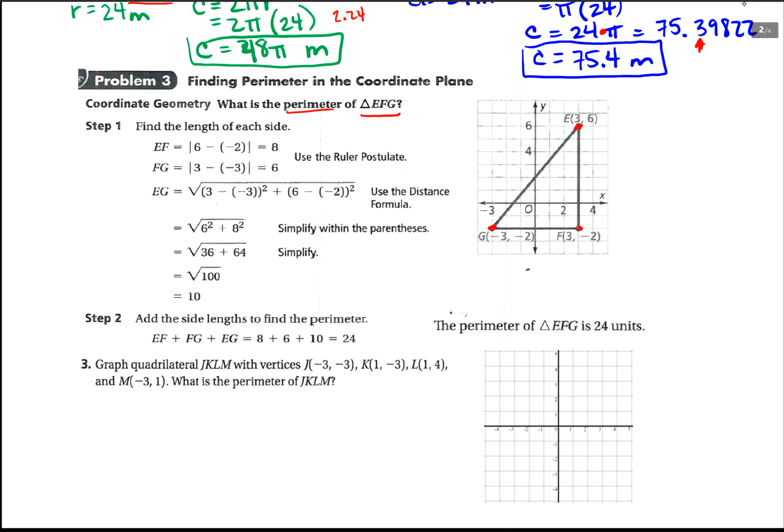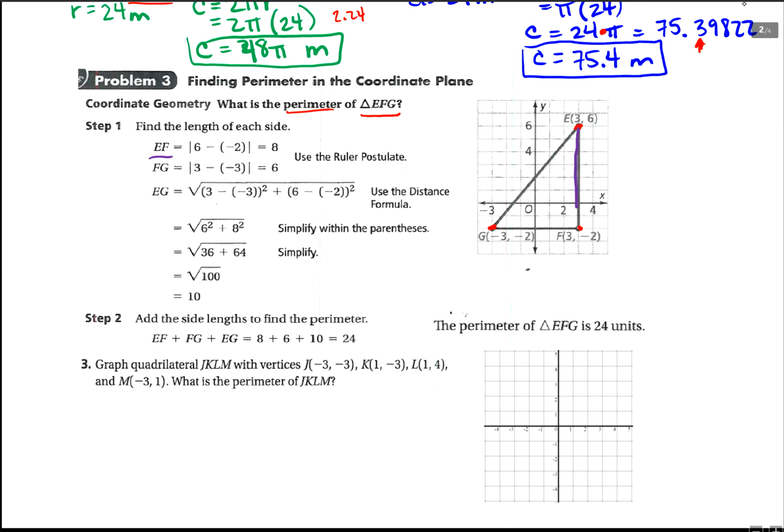Alright, so anytime I see a coordinate plane, I know I need the distance formula and the midpoint formula. So which one of those are we going to use this time? Well, we're going to use the distance formula. But let's look here. Let's start with segment EF here.